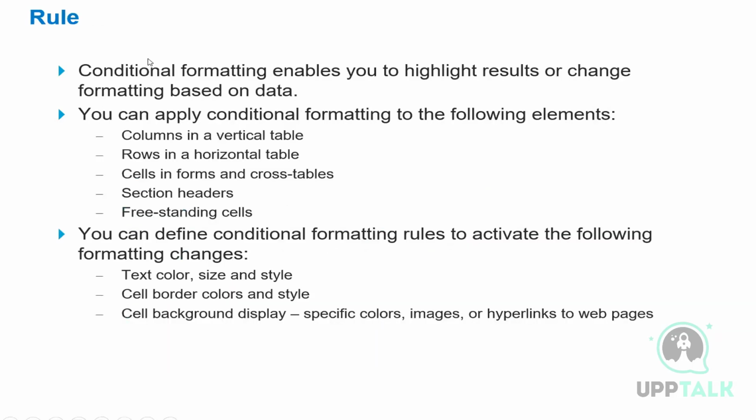And we have one more great feature in Web Intelligence, that is conditional formatting. Conditional formatting enables us to highlight results or change formatting based on data. We can apply conditional formatting to the following elements. Highlighting results means we can create alerts or rules to show or highlight the data which pass our definition. For example, if sales revenue is more than 1 lakh, show that in green color. If it is less than 20,000, show that in red color.